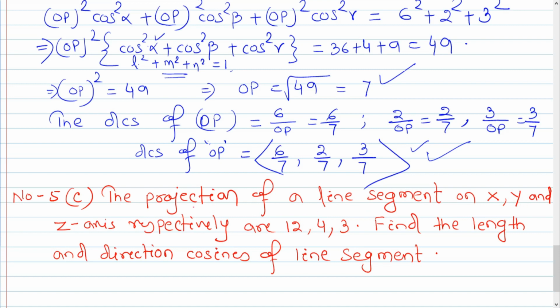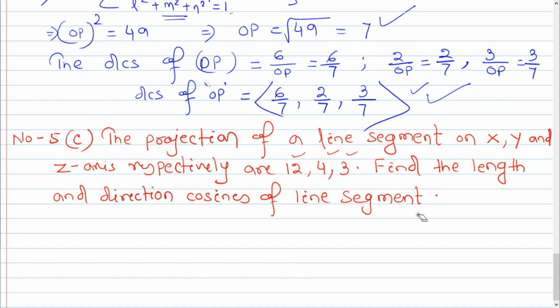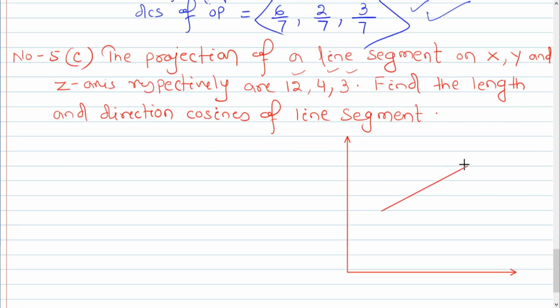So similarly now we read the question: the projections of a line segment on the x axis, y axis and z axis respectively are 12, 4 and 3. Now we have to find the length and direction cosines of the line segment. So here a line segment is given. Now I will take any line segment on the axes. Suppose here is a line segment, this one is P and this one is Q.